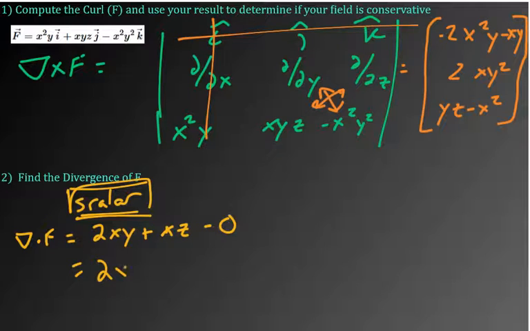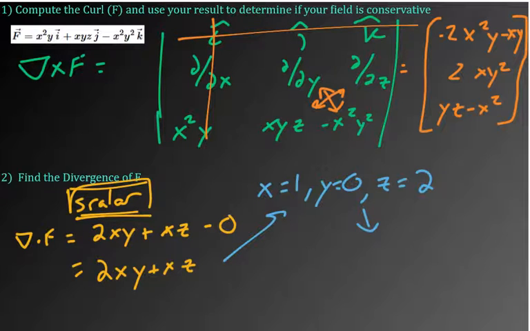So what you can think about here is that this is now giving you a function that you can evaluate. Like you could plug in x equals 1, y equals 0, and z equals 2, and at that point you get 0 plus 2, you get 2. So at the point (1, 0, 2), a divergence of 2 means that at that point there is more stuff leaving the area than coming in.